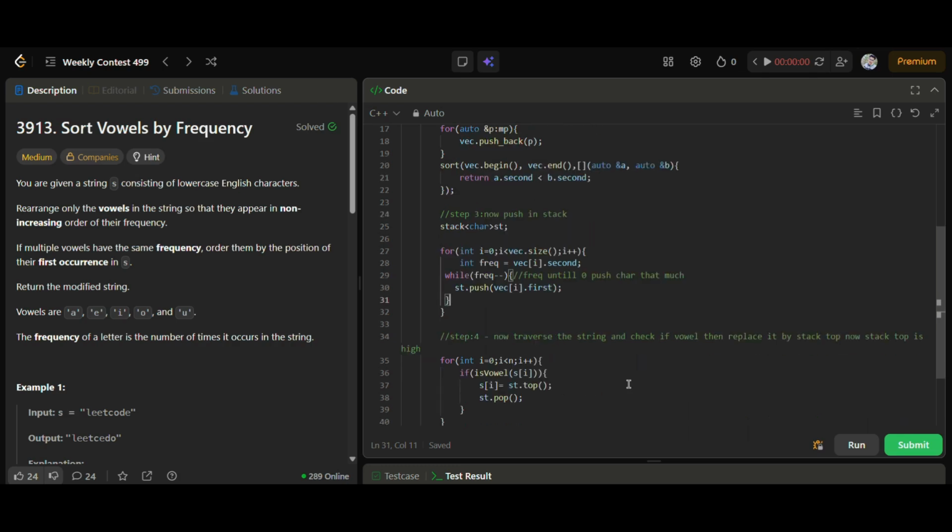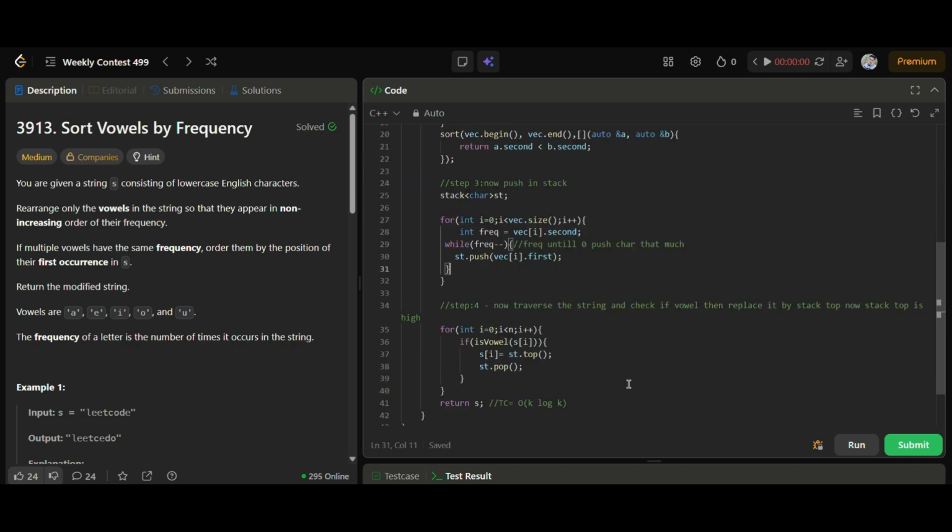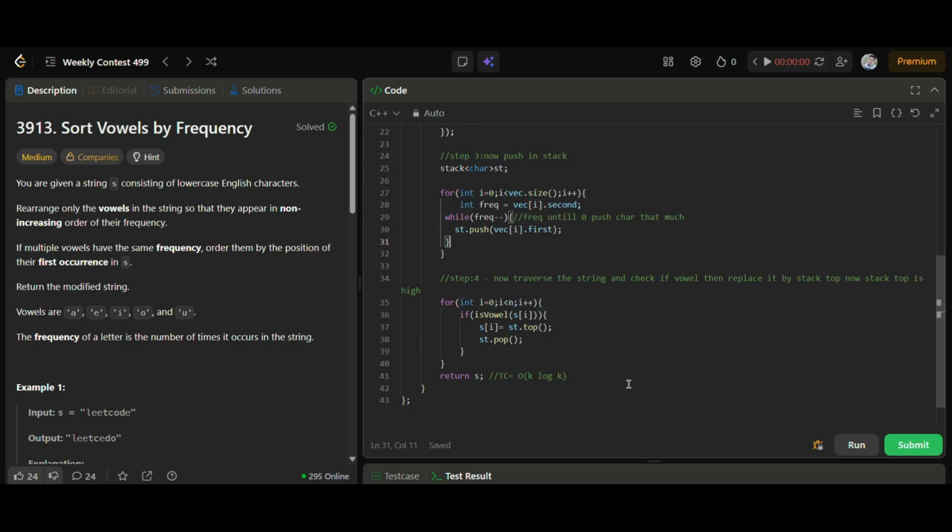Now traverse the full string, and when any vowel comes, you change it to the stack's top value, and until the stack is empty, you write and return the string. So what is its time complexity? Time complexity is big O of n plus k log k. And what is my space complexity? My space complexity is big O of n, because of the vector.